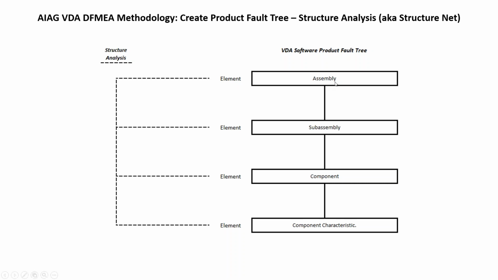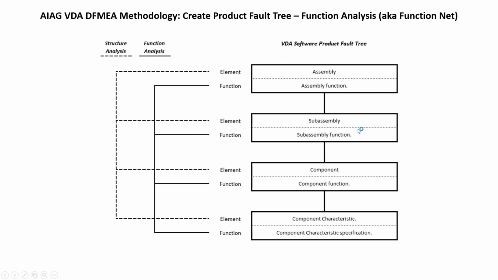And this is what we call a structure analysis. So this is a very simple one. We have assembly, we have sub-assemblies of the assembly component, and the very last level is specifications for those components. So once you do, it's basically a graphical bill of material. The next step is to identify the functions of each of those items in that structure tree.